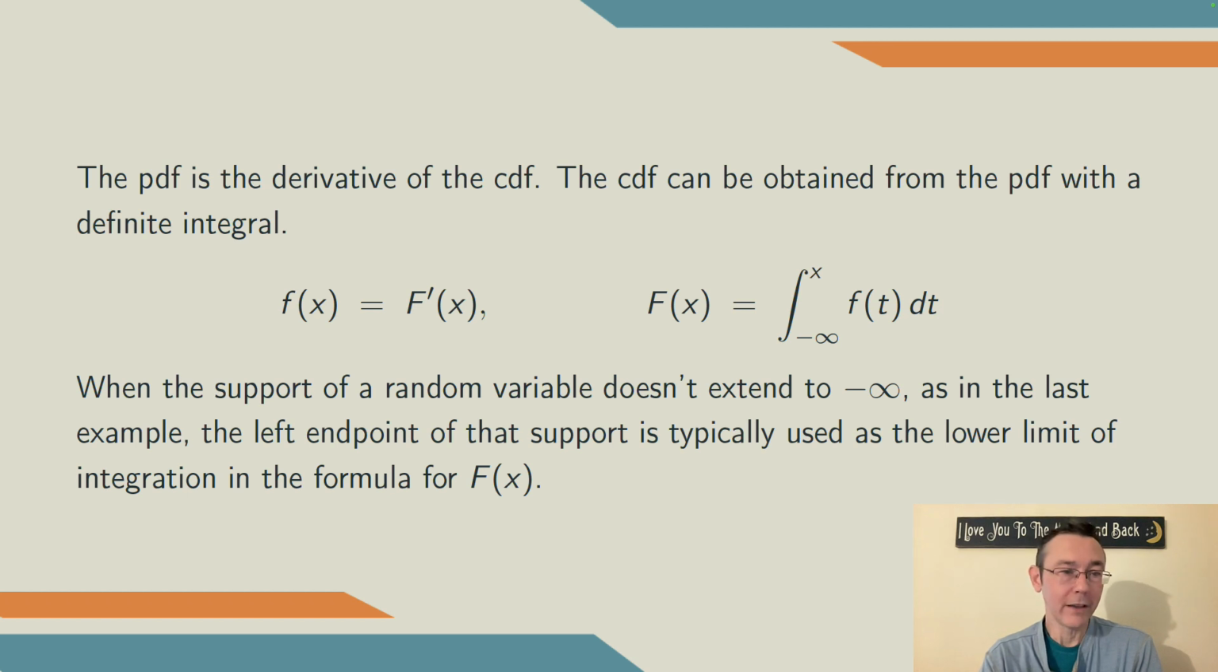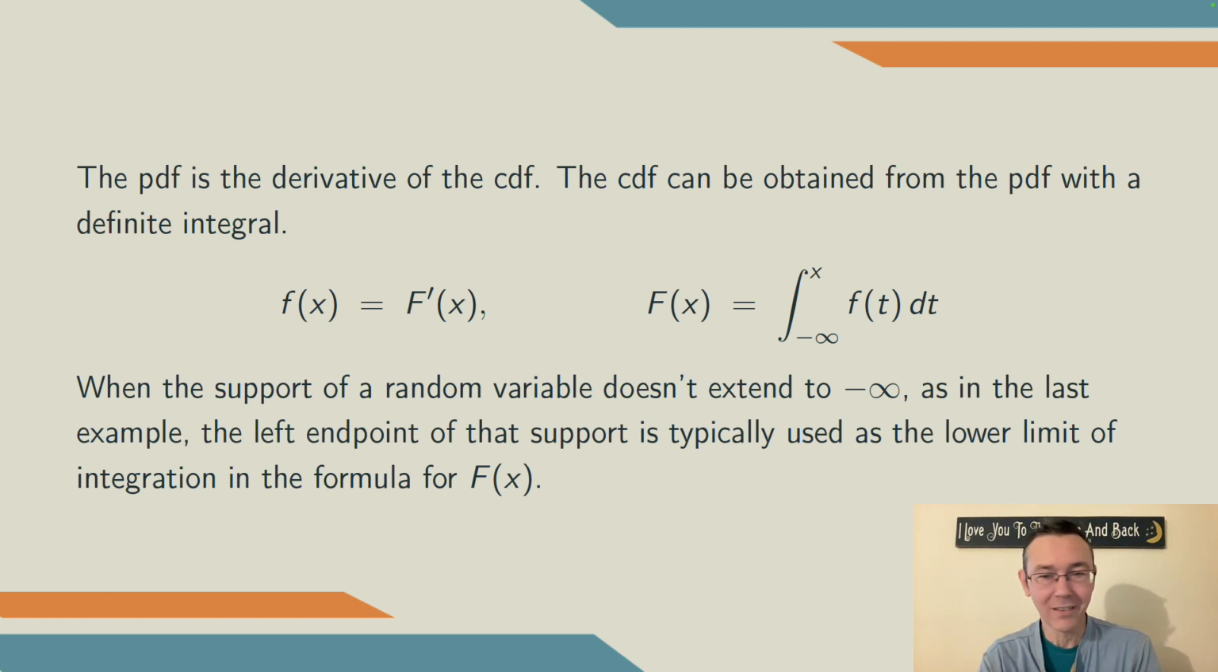The probability density function is the derivative of the cumulative distribution function, and the CDF can be obtained from the PDF with a definite integral, like I'm showing here. The equation on the right, F(x) equals the integral from negative infinity to x of f(t) dt, uses the dummy variable t that's going to integrate out.